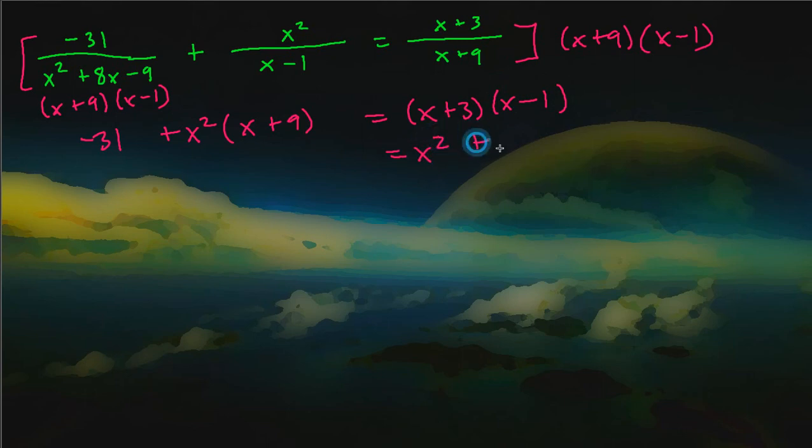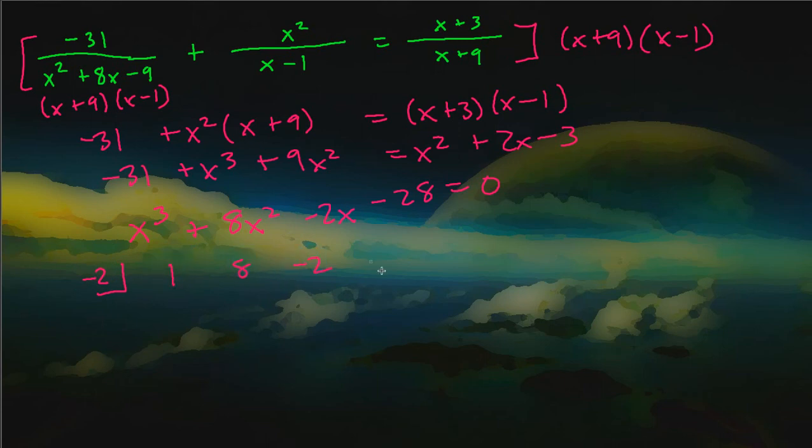So I get x squared plus 2x minus 3 over here, and -31 plus x cubed plus 9x squared over here on the left. We'll get everything on the left. We like to keep our highest power of x positive. So when I subtract this x squared, I'll get 8x squared. And when I subtract this 2x, I get minus 2x, and when I add the 3, I get minus 28. Okay, I graph this and see where the roots are. I see a root at -2. Hopefully I'm right this time.